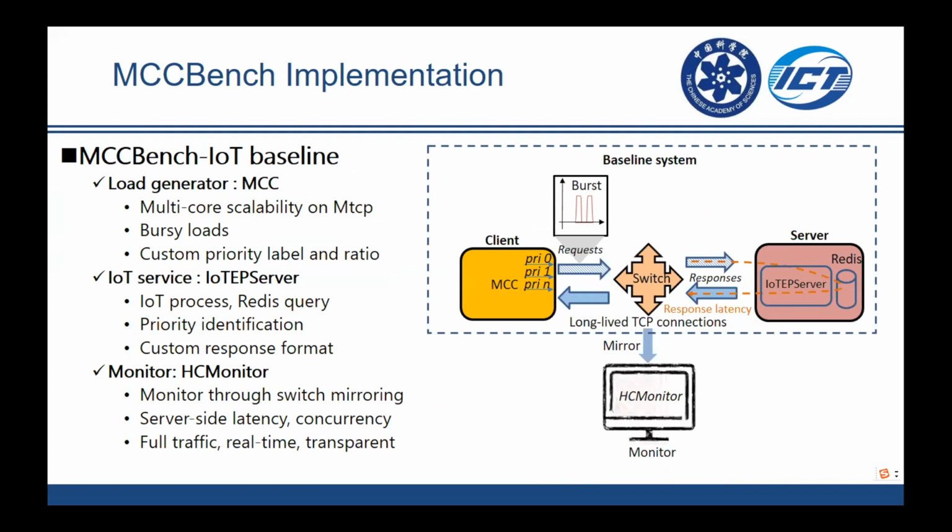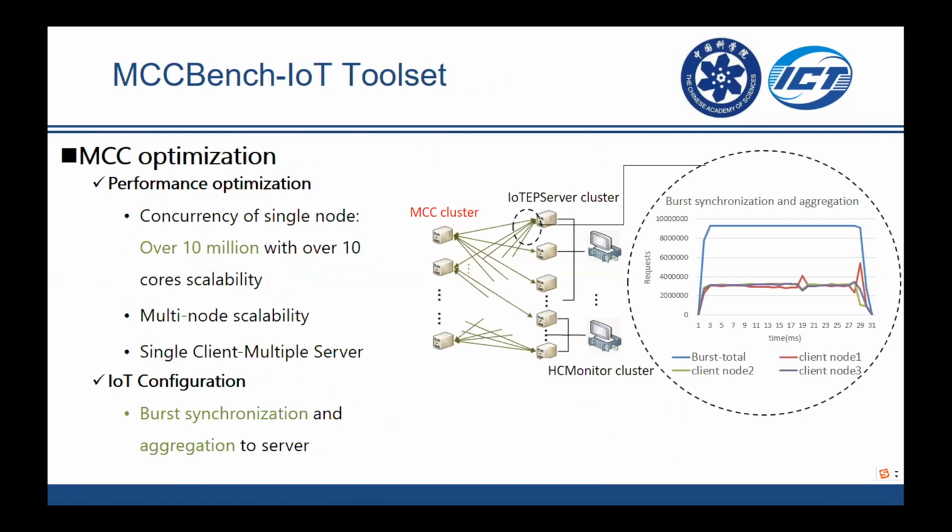The MCCBench IoT toolset is improved on a baseline, including a load generator, a service application, and a monitor. The MCC generates burst and multi-priority requests. LTP server is an IoT service with Redis query. HT monitor measures the server-side latency in real time through switch mirroring the full traffic. For the performance and the IoT configuration, we have optimized the baseline to be the MCCBench IoT toolset.